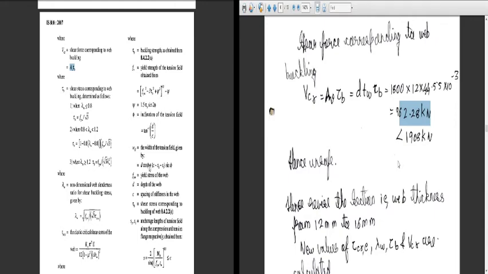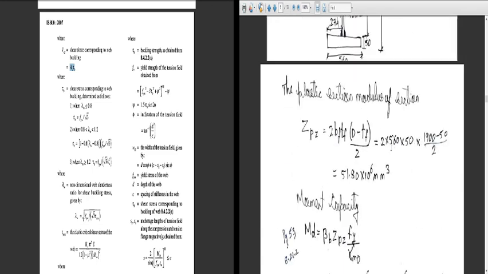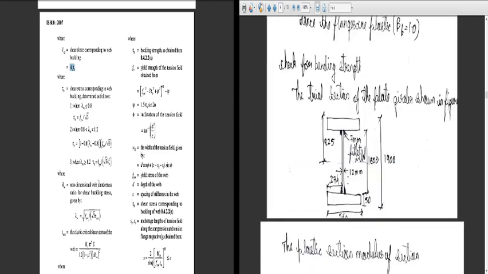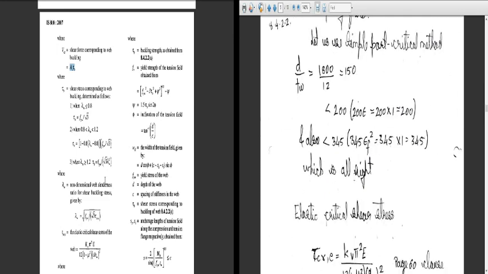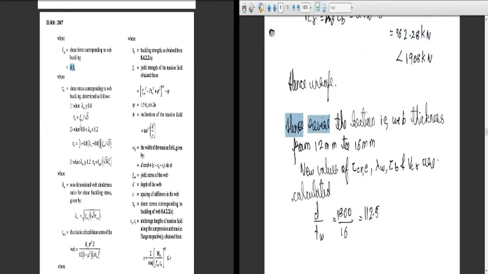So if we increase the web depth, I will take you to the diagram. If you increase the web depth, what will happen? It will cause more buckling, so I have to increase the thickness. Remember always, don't increase the depth first, go with the width first. Here, width means the thickness of the web. So here we have a clear vision, hence revise the section: web thickness from 12 mm to 16 mm.